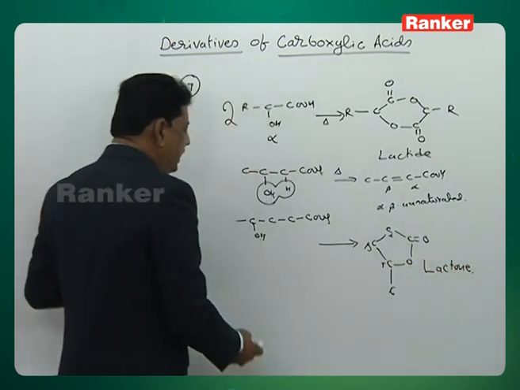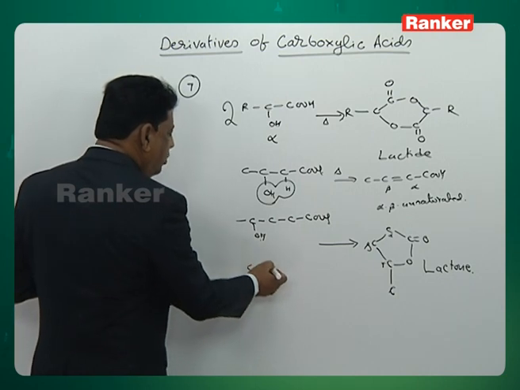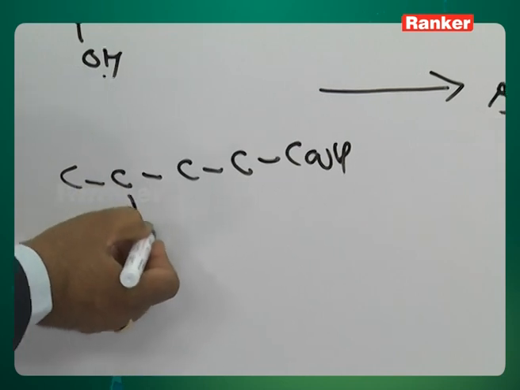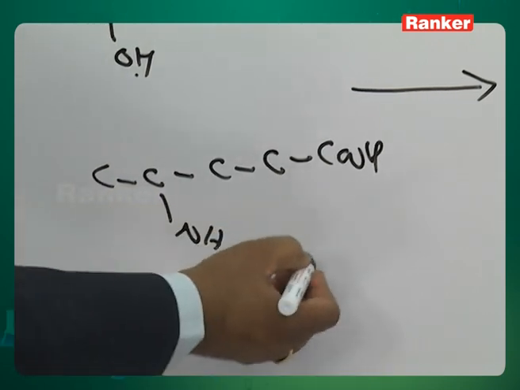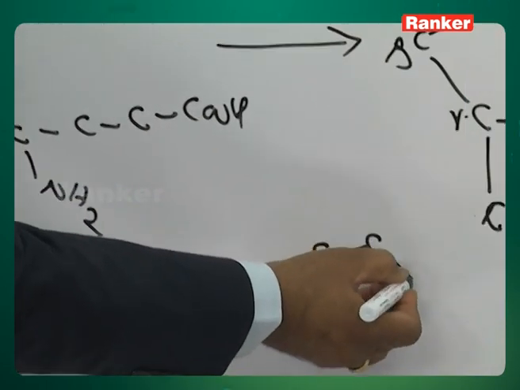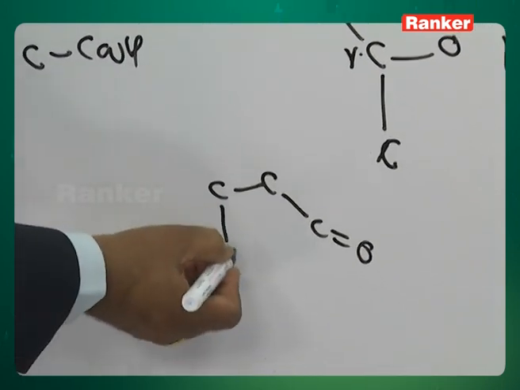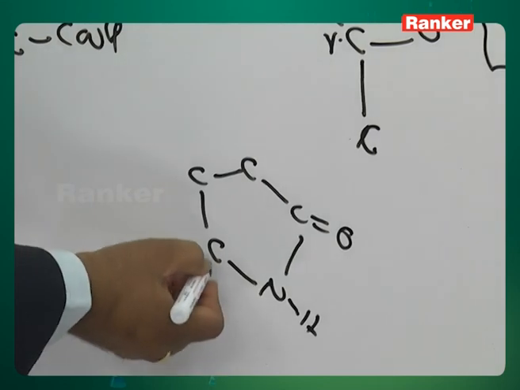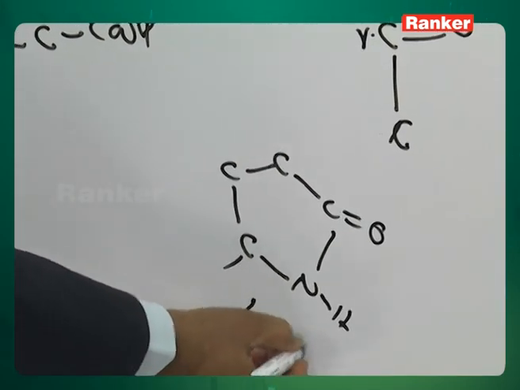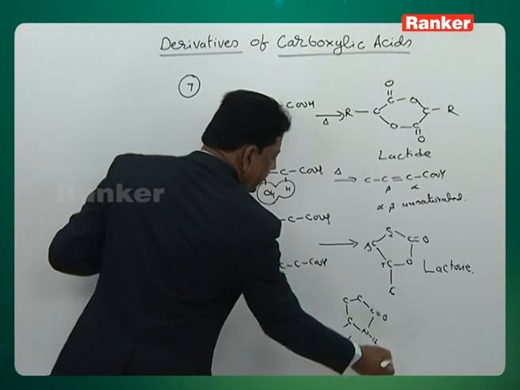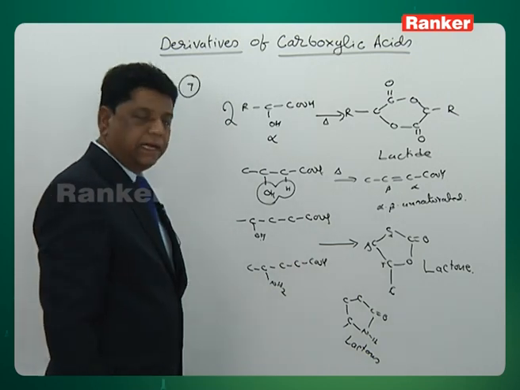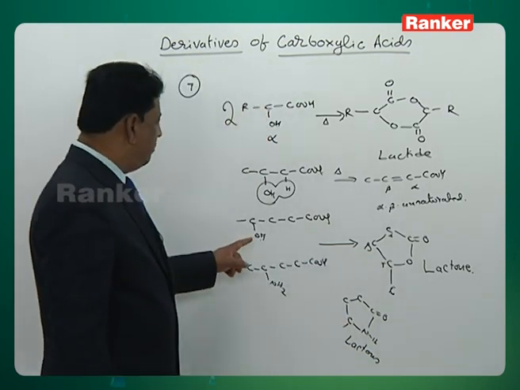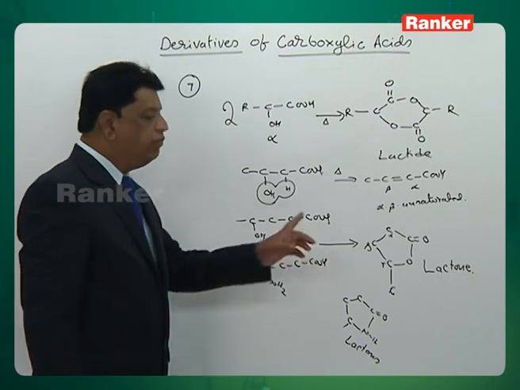A similar type of reaction also occurs with amino acids. When the amino group is at the beta or gamma position, you will get cyclic amides. They are called lactams. Cyclic amides are lactams, and cyclic esters are called lactones, gamma onwards.